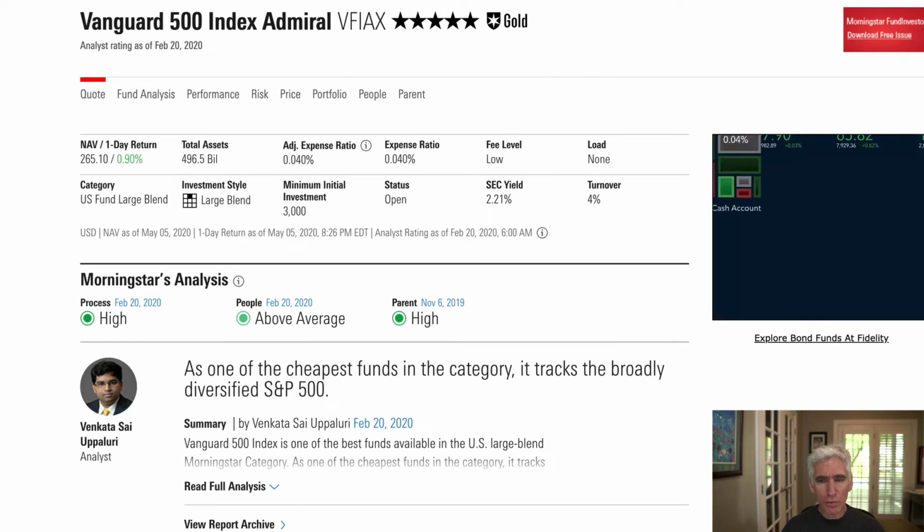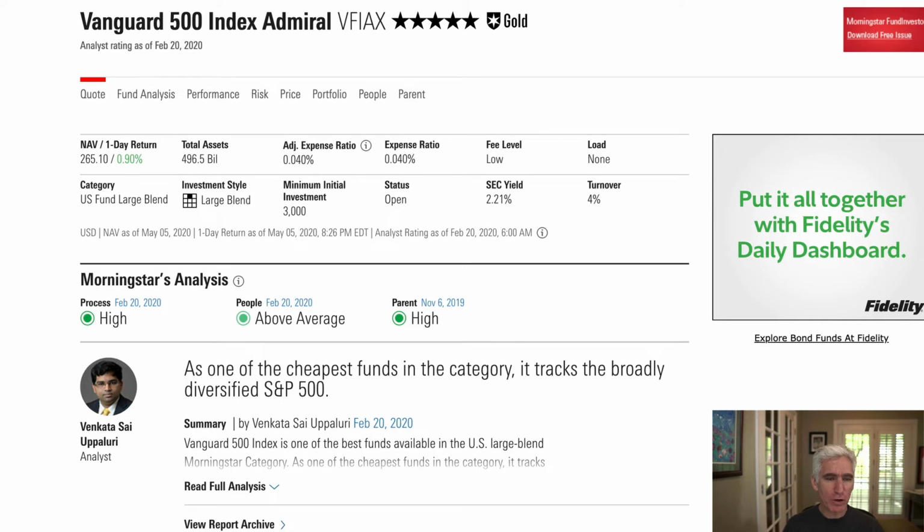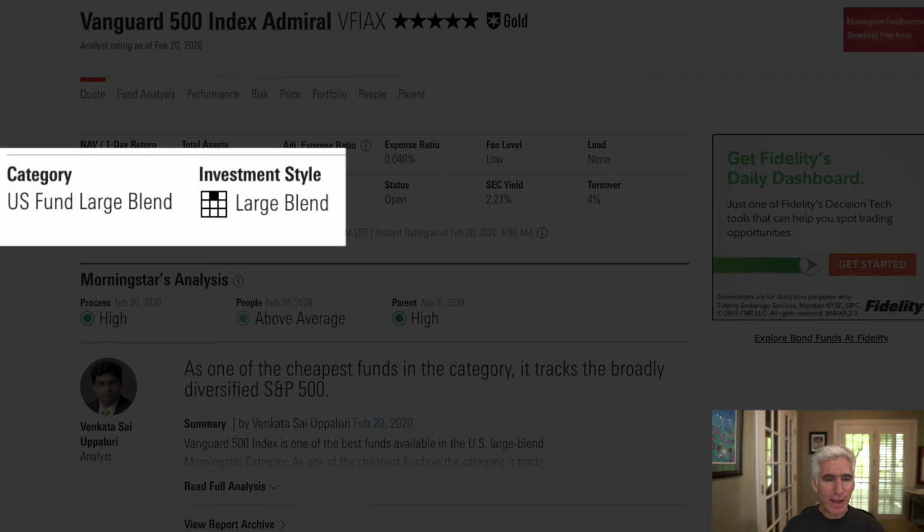The next 2 things are related, and I'm actually going to talk about them in more detail in the next video because I think they're important and in and of themselves worth focusing on in a full episode. But it's the category and the investment style. And you may have come across Morningstar's investment style box that you see here. It looks like a tic-tac-toe board. This categorizes the fund, and this is a Morningstar categorization. In the case of this Vanguard 500 fund, what Morningstar is saying is it's a U.S. fund, and it invests in large companies and it's a blend.